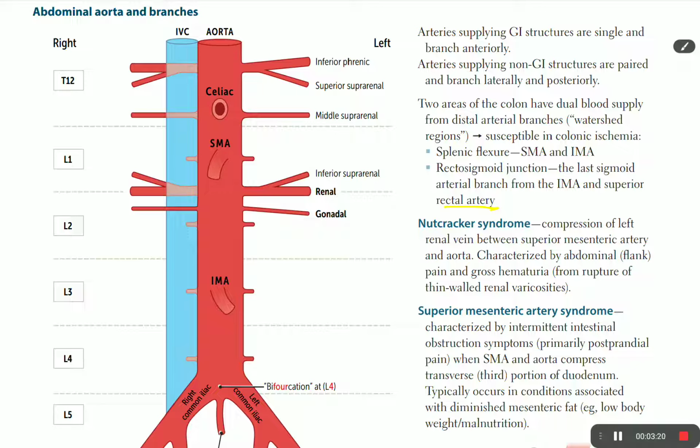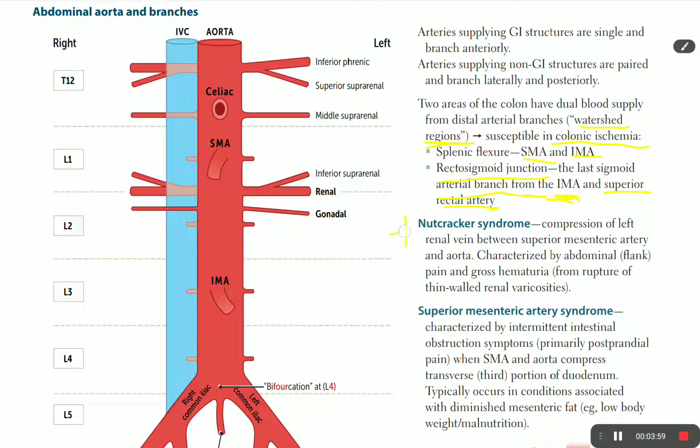The splenic flexure is the junction between the blood supply of the superior and inferior mesenteric arteries, and it's just near the proximal 2/3 of the transverse colon. So we have a junction here. It has two blood supplies. We call it a watershed area. It's an area susceptible to colonic ischemia. And the other area is the rectosigmoid junction, between the last sigmoid arterial branch from the inferior mesenteric artery and the superior rectal artery, as said.